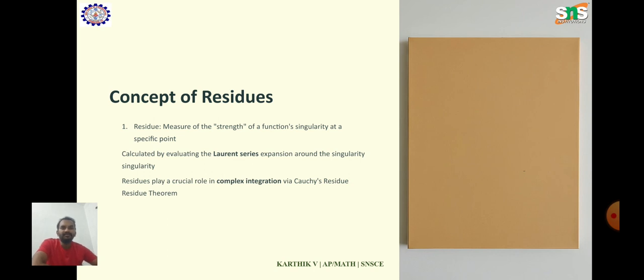Concept of residues. Definition of residue function. The residue of the function f(z) at an isolated singular point z0 is denoted by Res(f, z0) if f(z) can be expressed as f(z) = summation a_n (z - z0)^n near z0. Then the residue is given by Res(f, z0) = a_-1, the coefficient of (z - z0)^-1 in the Laurent series expansion of f(z) about z0. The key points are isolated singular points, poles, removable singularities, evaluation of integrals, etc.